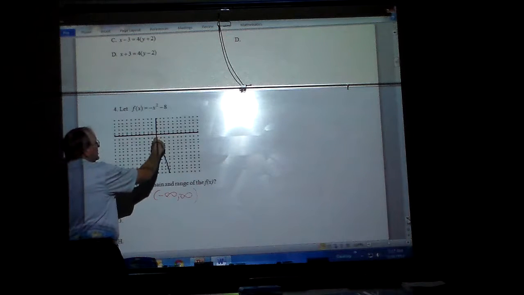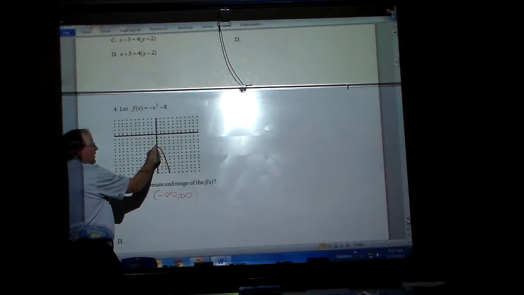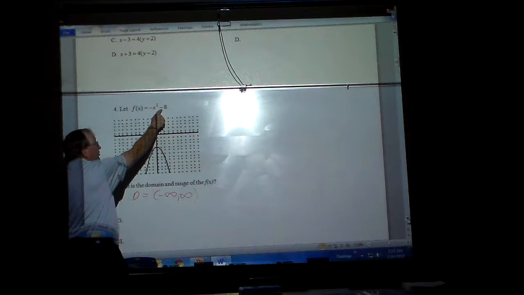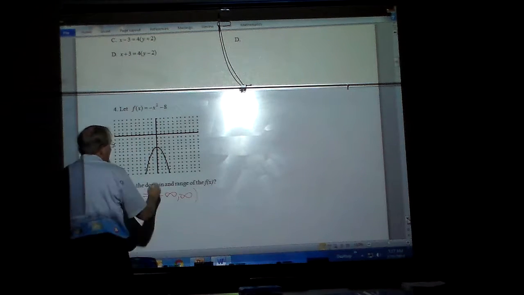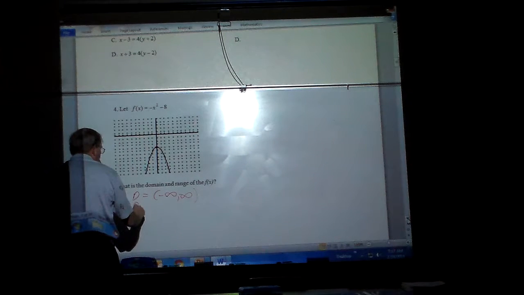Now let's look up here. These dots can be deceiving. You can't just count the dots down. This could be 2, 4, 6, 8. Notice, I see this right here, negative 8. That is the high point. It's going to keep going down. So the range will be this.